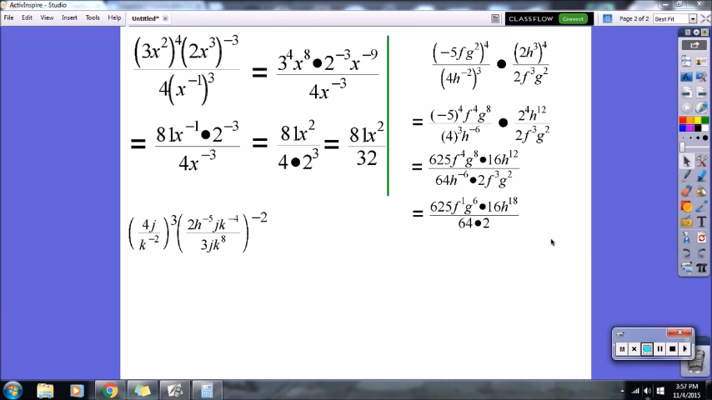So from there, all I have left to work on are my coefficients. And there are no like bases. I have a 625, 64, 2, 16. So basically what I do is I multiply the 625 times the 16, the 64 times the 2. And then the last step would be to simplify this fraction. Also, writing this one is optional. I could take it off my final answer. And so my final simplified answer is 625 f times g to the 6th times h to the 18th, all over 8.